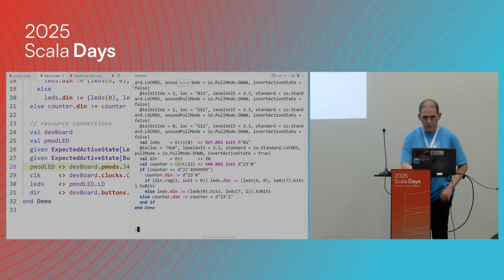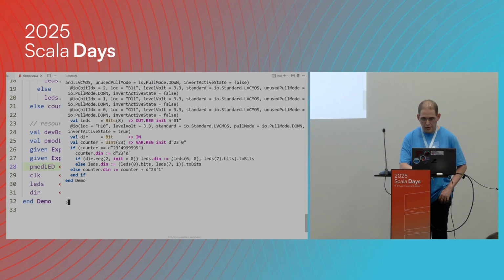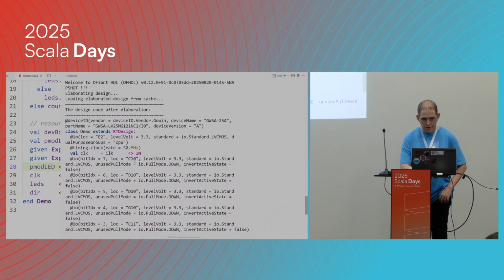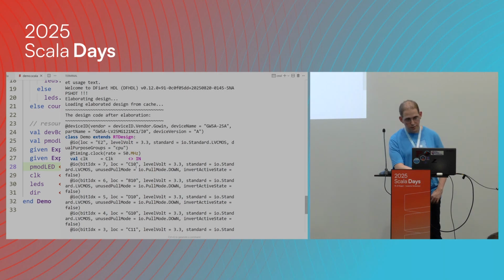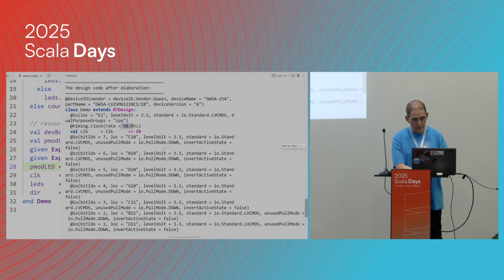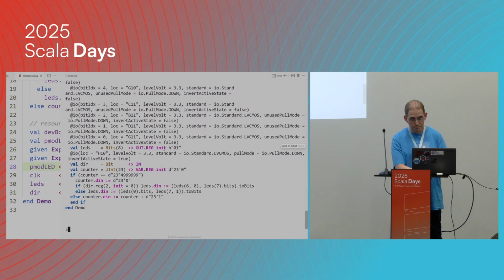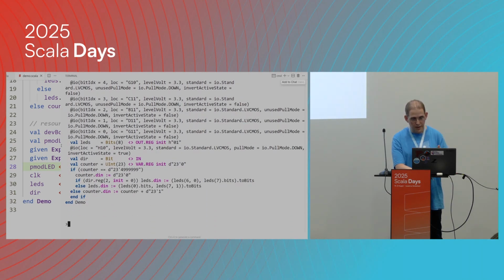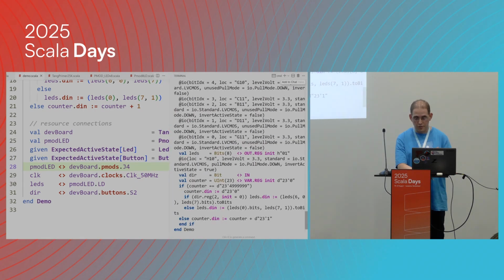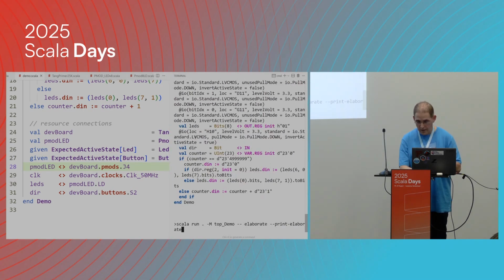So now it elaborated and it printed my elaboration. So I see my design that I created before, but it has a lot of annotations that I could have written manually, but everything was connected. So the device that I'm using, the vendor that I'm using, the clock that I'm using, the clock is 50 megahertz, and everything was carried out automatically. So all of this, when I want to run the program, is carried out to the tool automatically.